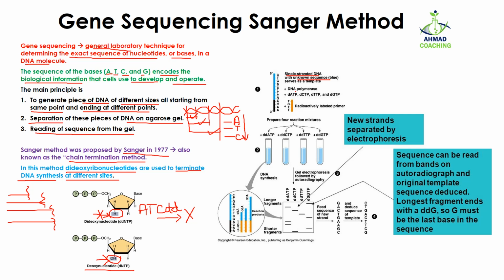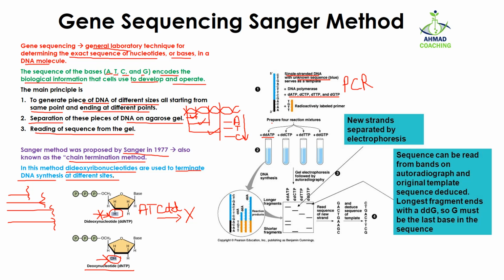Then we have DNA polymerase, and then we have the 4 nucleotides. We are actually performing a PCR reaction here. In the PCR, we are going to make copies of this single-stranded DNA, and while making the copies, we are going to insert our ddNTPs, or dideoxyribonucleotides. Whenever a dideoxyribonucleotide is added, the termination of the synthesis takes place.